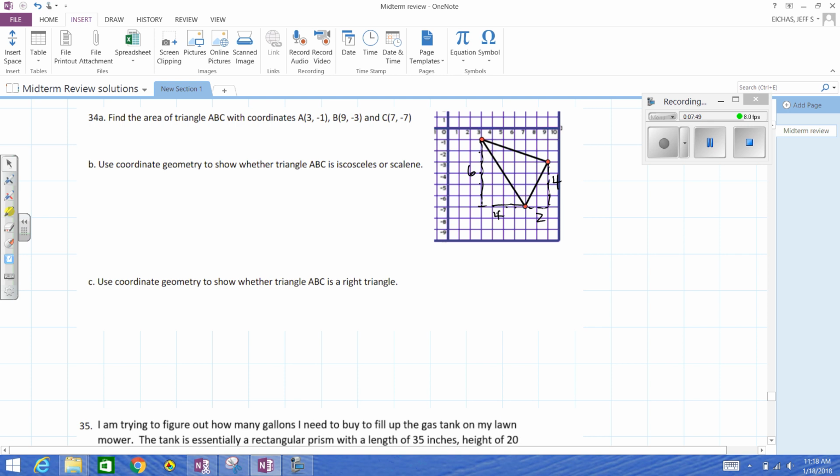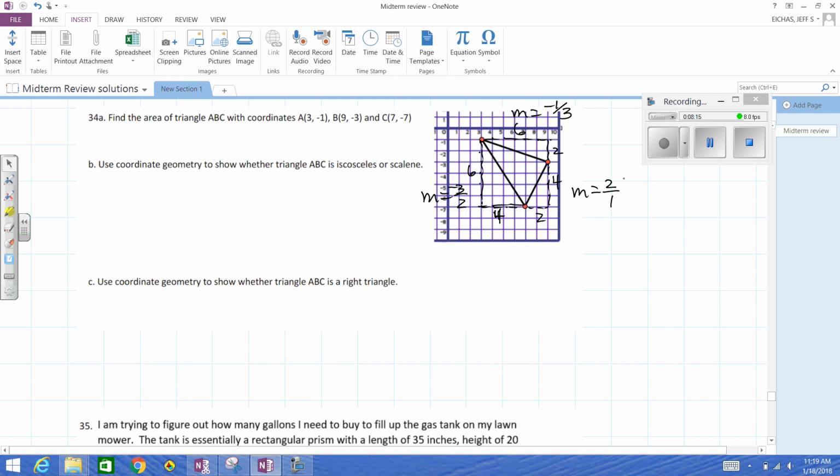I'm just counting up the side lengths here. Okay, that's a slope of negative 1/3 this side. This is a slope of 3/2, negative 3/2, I should say. This is a slope of 2. None of them are negative reciprocals, so we don't have any right angles.